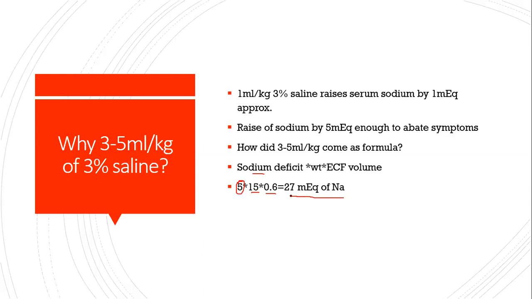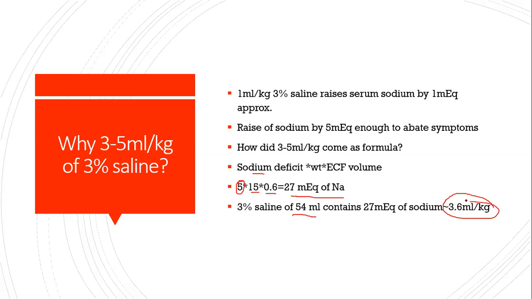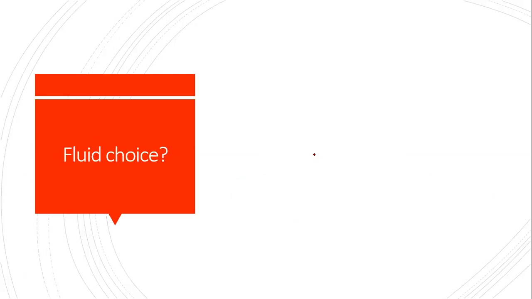So for 27 milliequivalents of sodium from 3% saline, you need approximately 54 ml, which will come to 3.6 ml per kg. That is why you have a formula of 3 to 5 ml per kg. You can't sit and calculate every time weight into sodium deficit into ECF volume. 3 to 5 ml per kg, I think any school child can do this calculation. Isn't it so? All right.